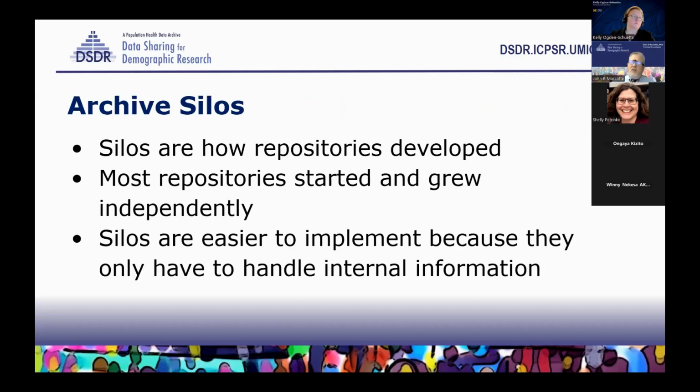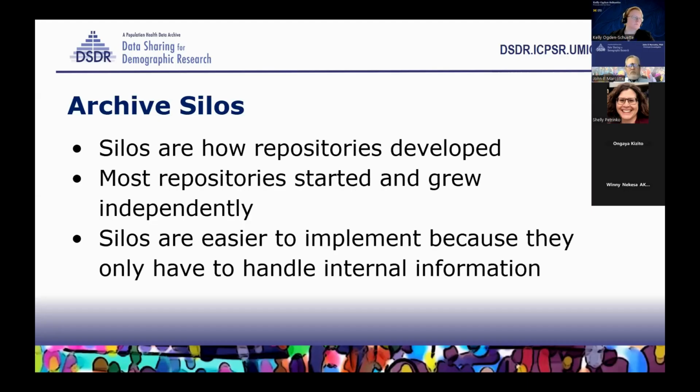Archive silos are, first of all, how repositories developed. Most repositories started and grew independently. There wasn't a consortium, although ICPSR is a consortium, we didn't have a consortium with other archives. And the silos were easier to implement because they only had to handle internal information. If you're trying to develop a data archive and you only have to worry about your internal parameters, it's a lot easier to work that way. So the silos were easier to implement, but that was an old model in terms of development.